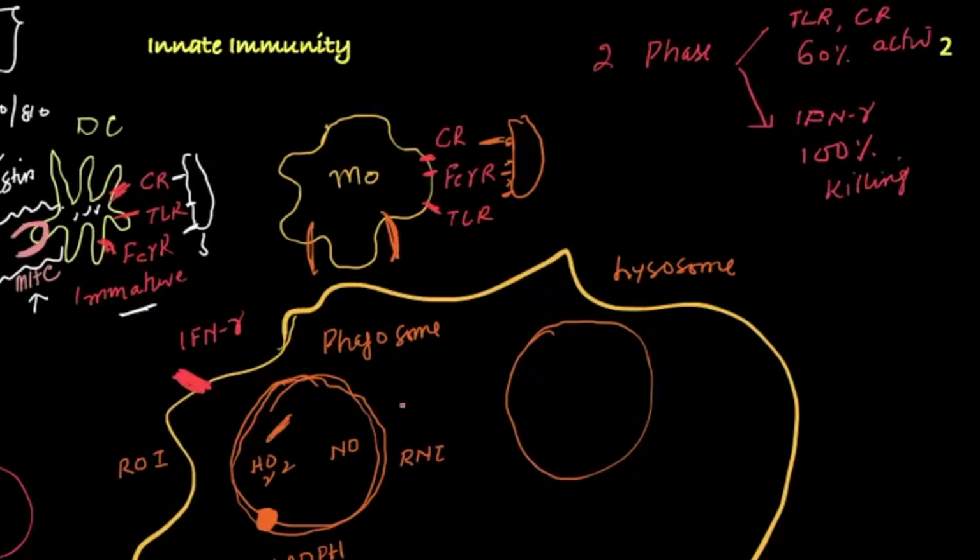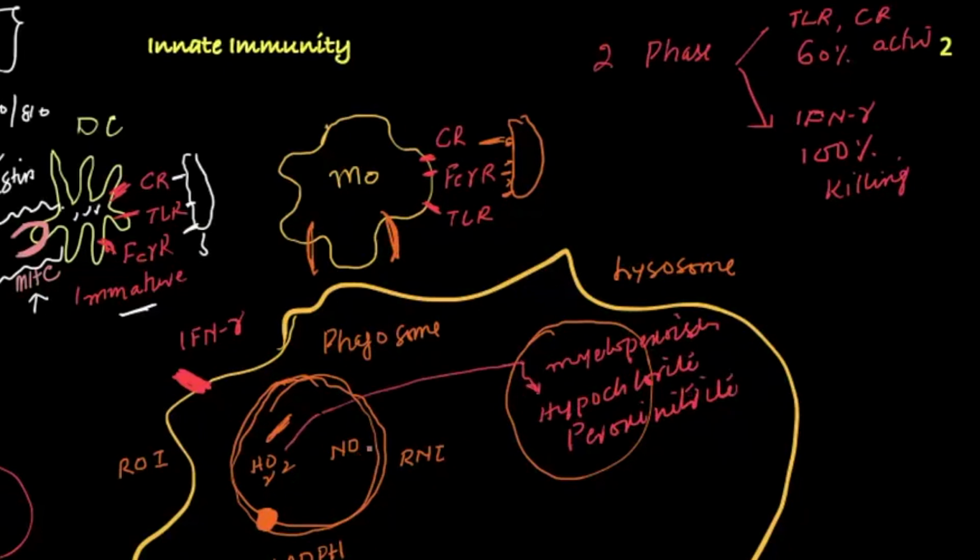And by the second phase, what will happen? This hydrogen peroxide and nitric oxide, with the help of myeloperoxidases, they will convert into hypochlorite and peroxynitrite. So these are converted into hypochlorite and peroxynitrite. This is 100% activation. This is 60% activation.